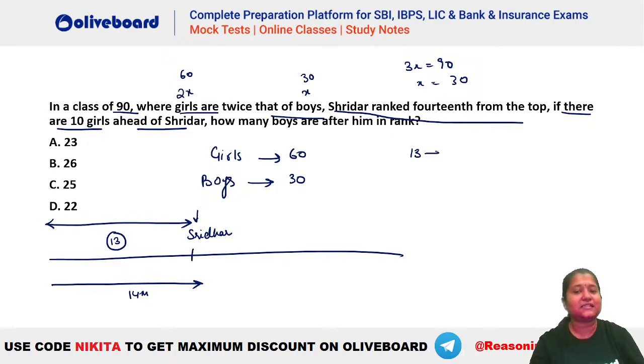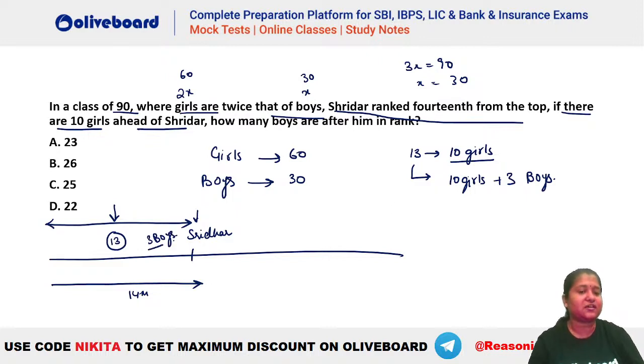मतलब ये 13 में से कितने हैं? We have 10 girls are there, right? There are 10 girls who are ahead of Sridhar. That means this has to be 10 girls plus 3 boys, है ना? So there will be 10 girls and 3 boys here, this 13 here. So अगर 3 boys are there before Sridhar and Sridhar is also a boy here, how many boys are after him in the rank? So you can see we already have 4 boys here. That is, this is 3 boys. This is your Sridhar, that is the 4th boy.